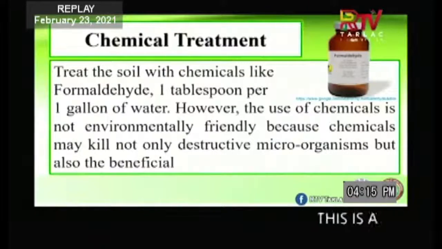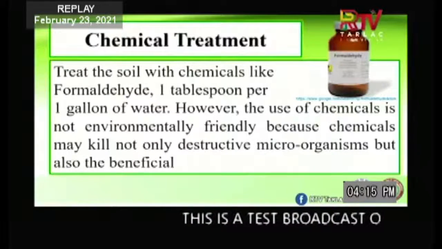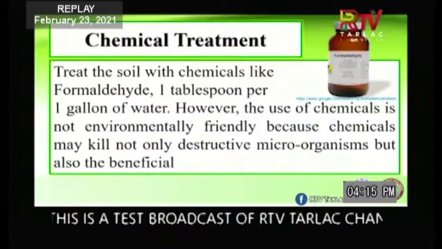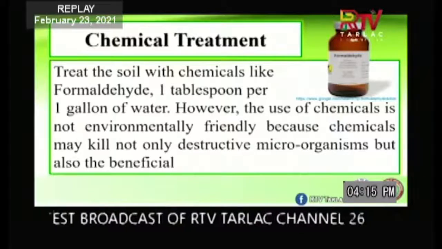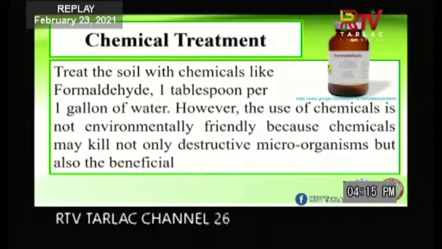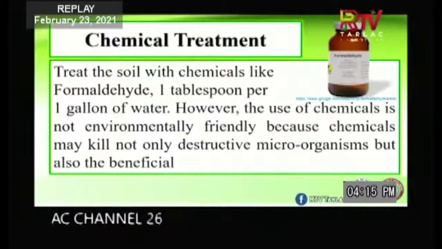Fifth and last is the chemical treatment. Treat the soil with chemicals like formaldehyde, 1 tablespoon per 1 gallon of water. However, the use of chemicals is not environmentally friendly, because chemicals may kill not only destructive microorganisms, but also the beneficial ones.